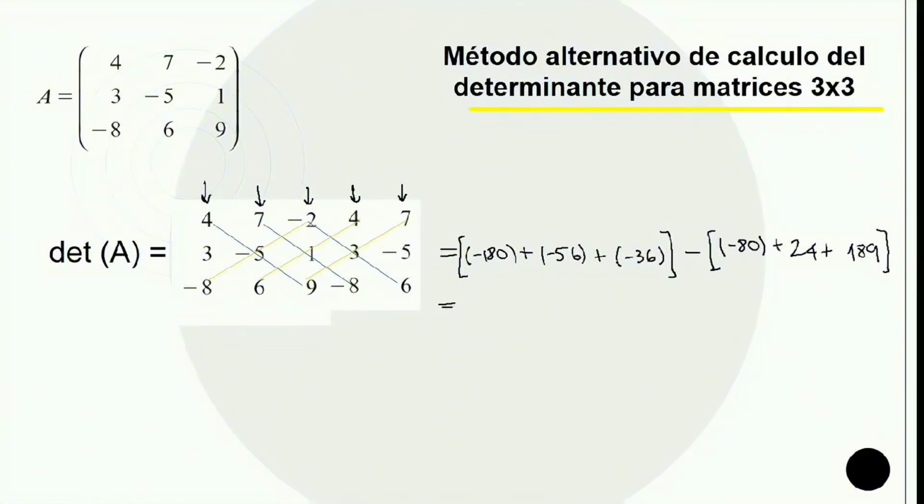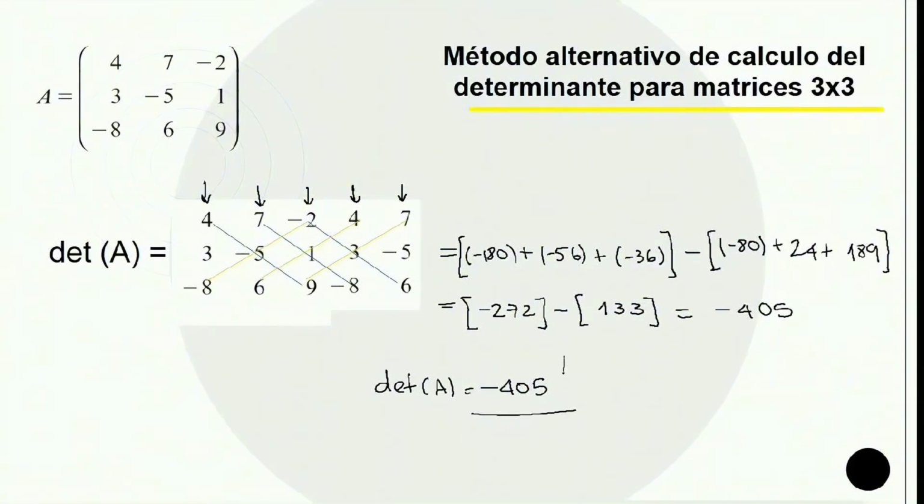We calculate the sums within the brackets. Here we get minus 272, minus the second bracket, 133, and we get minus 405. The determinant of matrix A is equal to minus 405. Notice that it is the same value that we obtained using the cofactor expansion method, because the determinant is a unique real number associated with a square matrix.